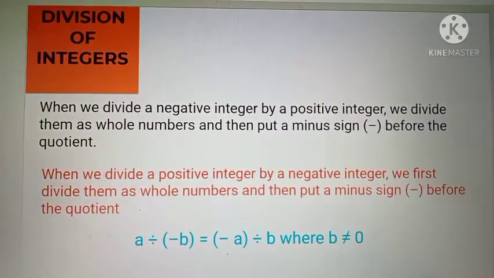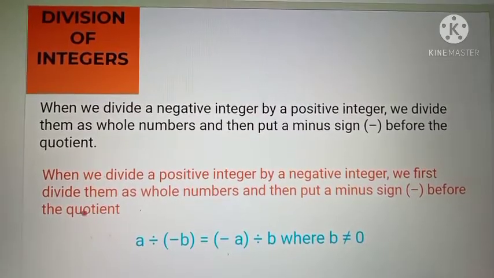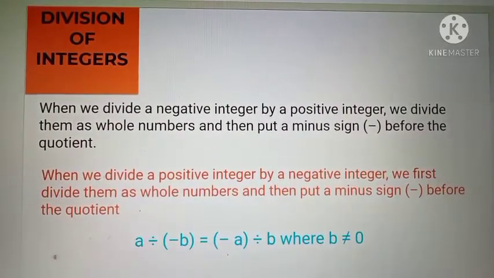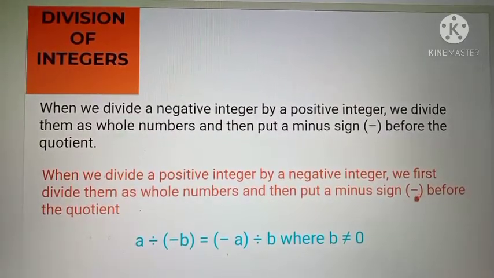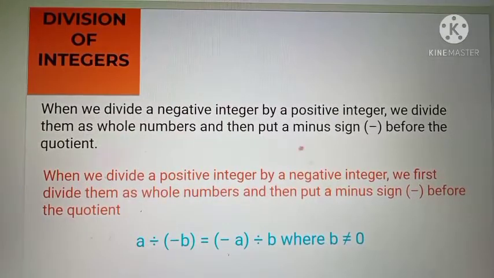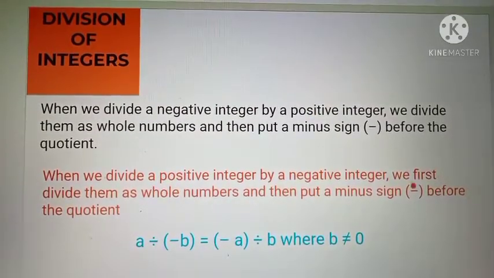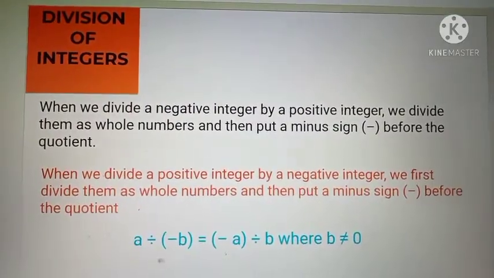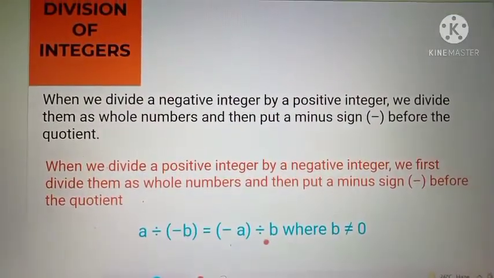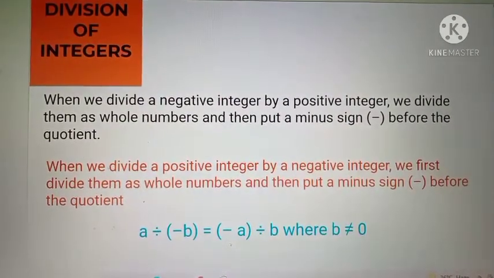Next, when we divide a positive integer by a negative integer, we first divide them as whole numbers and then put a minus sign before the quotient. Again minus sign. Positive by negative or negative by positive, with the answer minus sign will come. a divided by minus b is equal to minus a divided by b, where b not equal to 0.